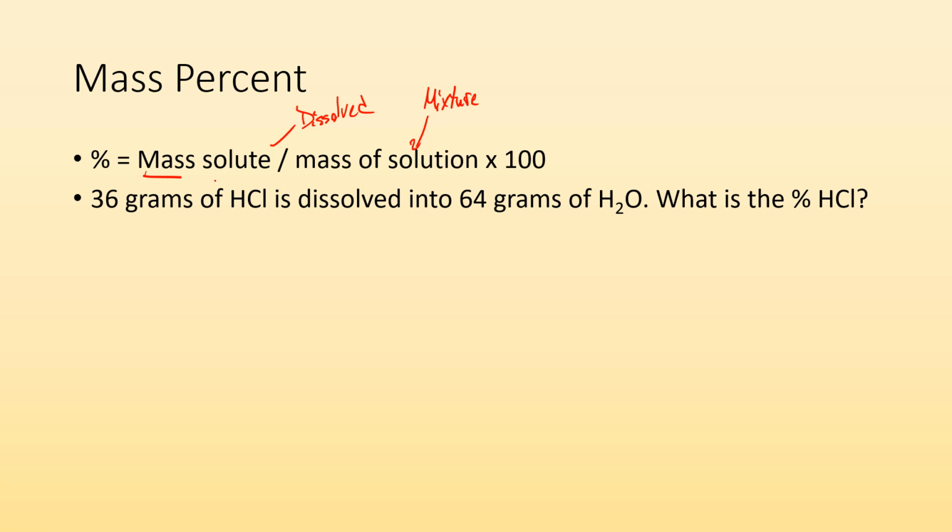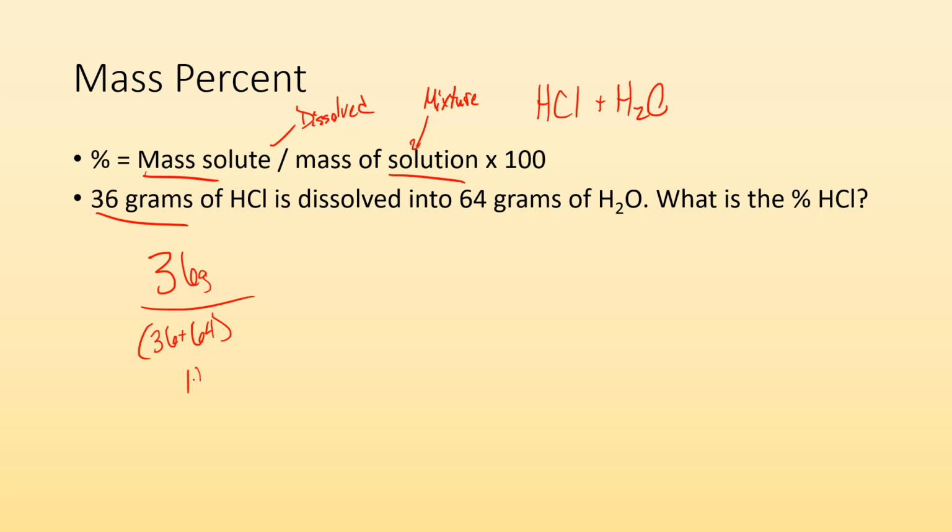Well, again, the mass of the solute will be this 36 grams, divided by the mass of the solution. Well, the solution is the HCl and the H2O. So the total mass on the bottom will be 36 and the 64, which gives me 100. And that's part of the reason why I chose these numbers. So when I do 36 divided by 100 times 100, I end up with 36%. So that'd be 36% of HCl by mass.